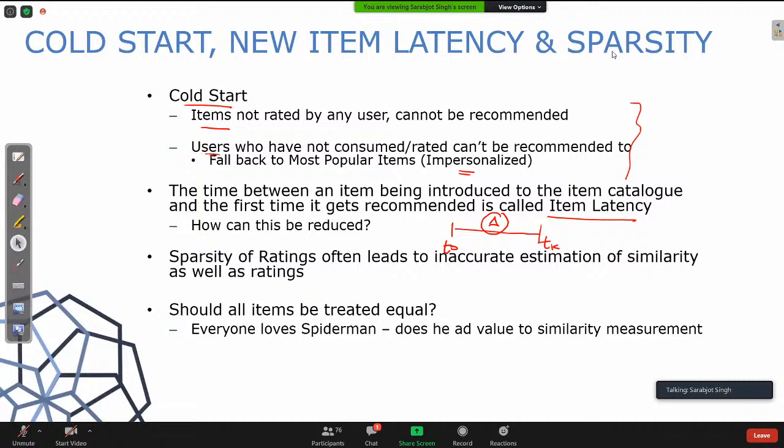And then the other interesting piece is, should all items be treated equally? Everybody loves Spider-Man. So if I have given a high rating to Spider-Man and somebody else has given a high rating to Spider-Man, does that really mean that we are similar, compared to if there was an off-the-wall kind of movie that most people haven't seen? If we have both given that a high rating, then surely that should contain more information than Spider-Man being the common movie between us. So how do we actually deal with that is another area that the researchers looked at.